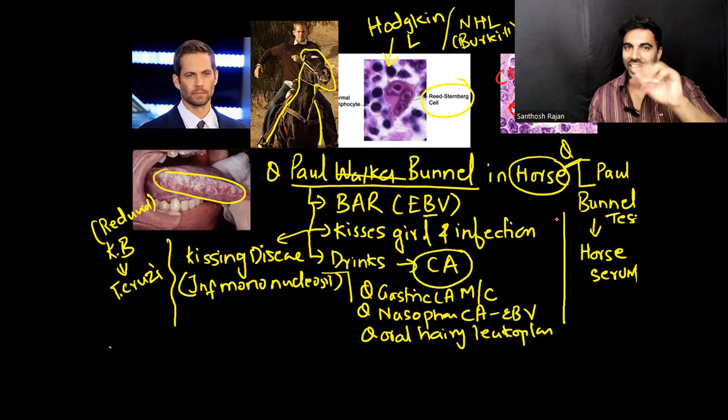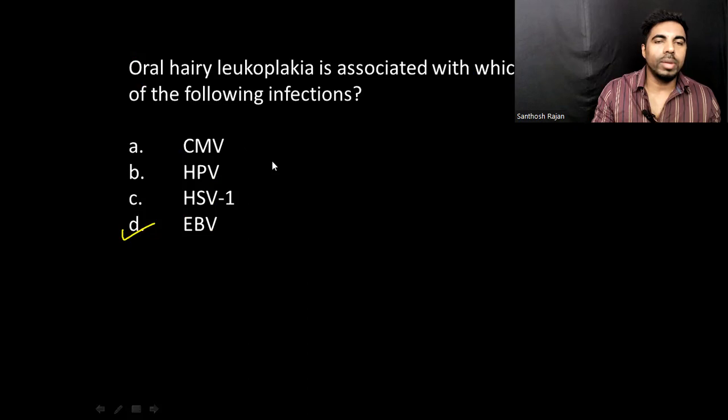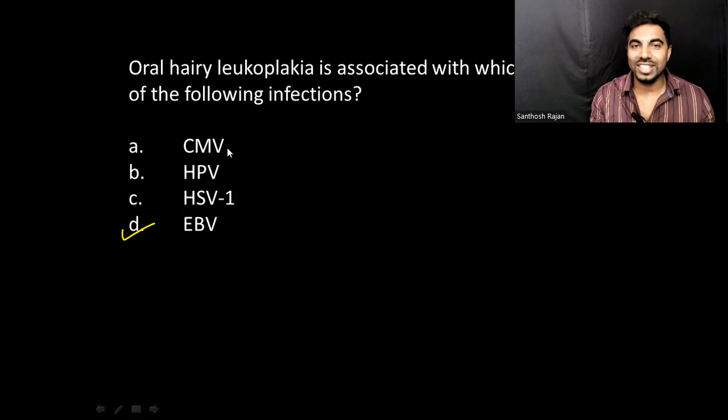Now look at this question. Definitely not oral hairy leukoplakia, but what do you think about CMV? CMV also causes infectious mononucleosis, but it has owl's eye inclusion bodies. Okay, we'll talk about that now. The rest, HPV and HSV-1, are not related, so you can easily omit them.